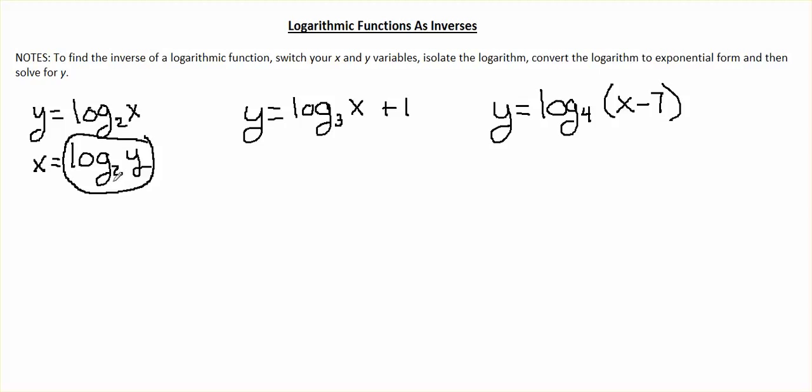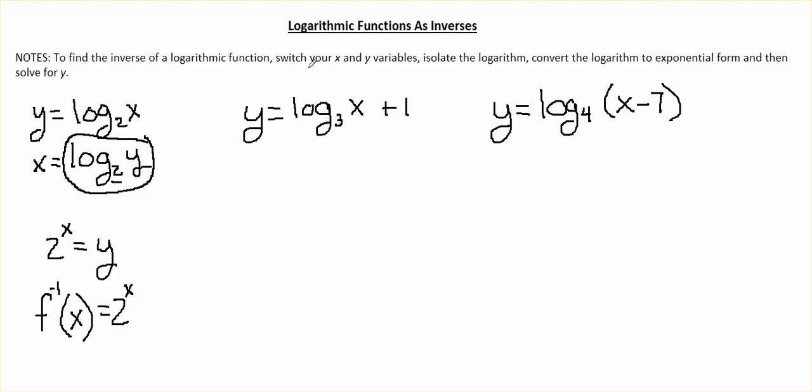Then we're going to go ahead and convert our logarithm to exponential form. So we're going to take our base 2, we're going to raise it to the power of x, and we're going to set it equal to y. And then we're going to solve for y. You notice right here that we are already solved for y. There's nothing with our y value, so we found our inverse function. So I'm going to write it in the correct notation. The inverse of function f is 2 to the x.